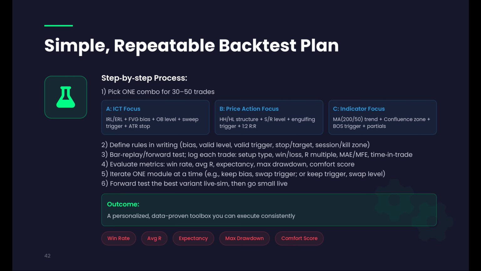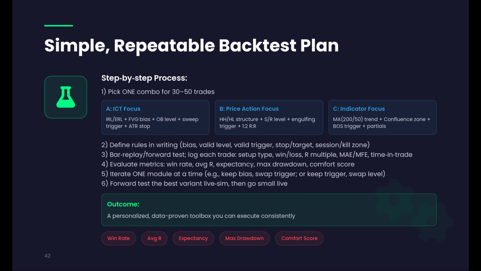Example A, ICT bias using internal and external range liquidity plus fair value gaps for your higher time frame context. Order blocks as your level type on intermediate time frame. Liquidity sweep as your trigger on lower time frame. ATR-based stops for risk management. That's a complete system. 4 modules selected, 1 from each category.